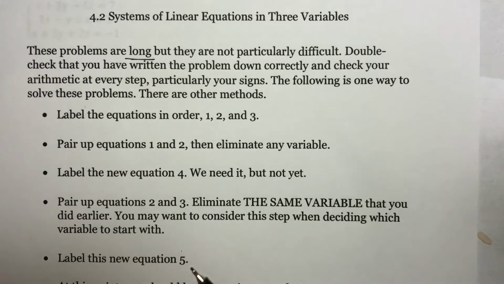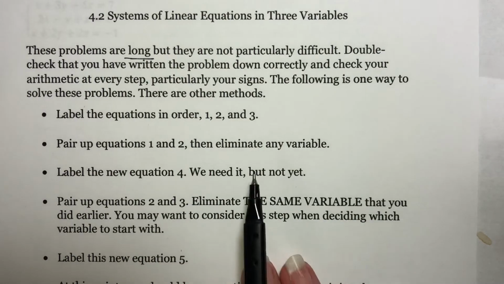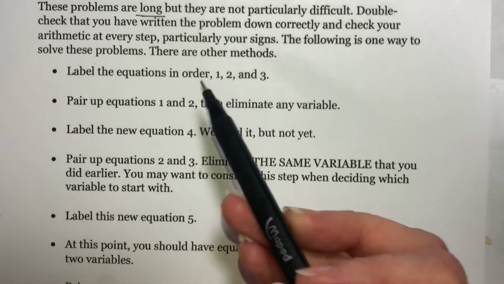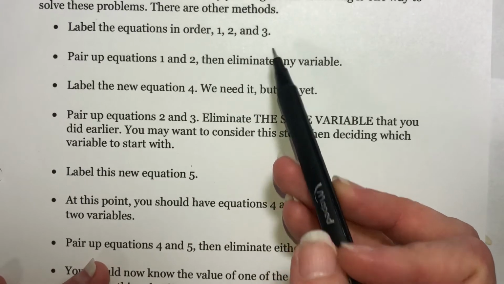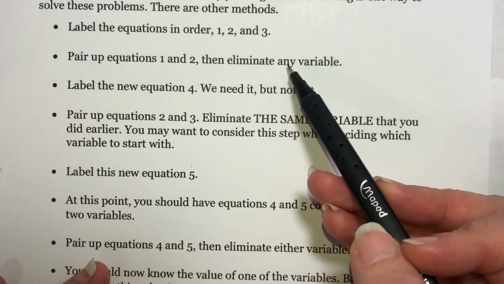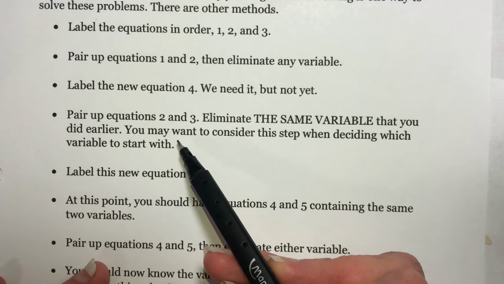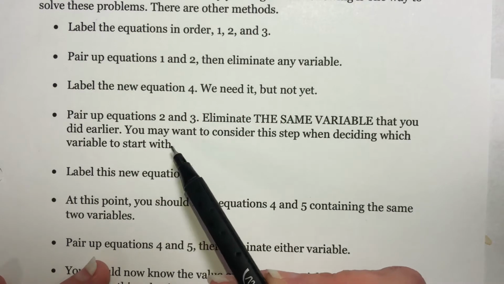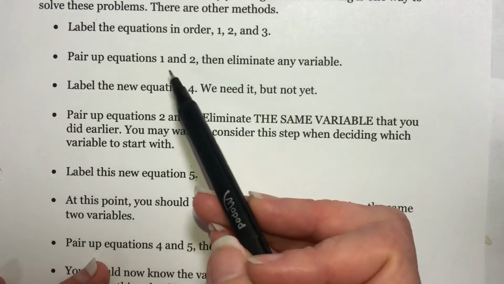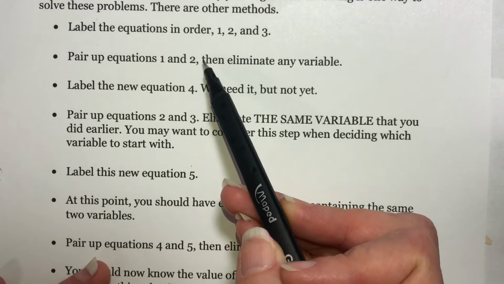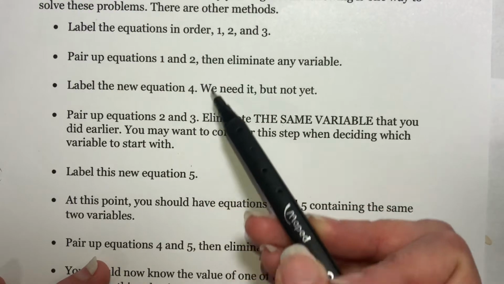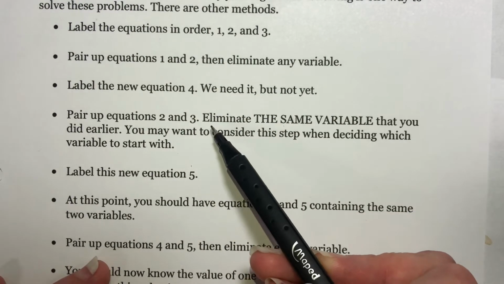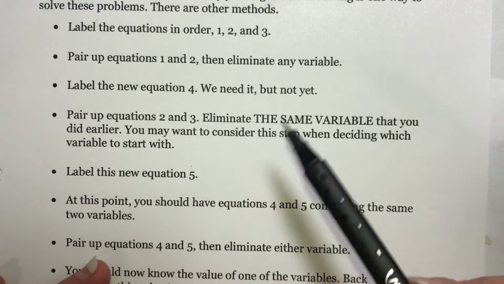So if we got rid of x, we'll now have an equation in y and z. Okay, we're going to need this, but we're not going to use it yet. Then we're going to pair up, see here we paired up 1 and 2, now we're going to pair up 2 and 3. And we have to eliminate the same variable. So if we got rid of x here, we're going to have to get rid of x here. And so when you're trying to decide what to get rid of, you might want to keep this in mind. X might be the easiest thing to get rid of at 1 and 2, but it might be a nightmare to get rid of with 2 and 3. So you may want to go with your second best choice here to avoid a nightmare here. It doesn't really matter. You'll get better with this.